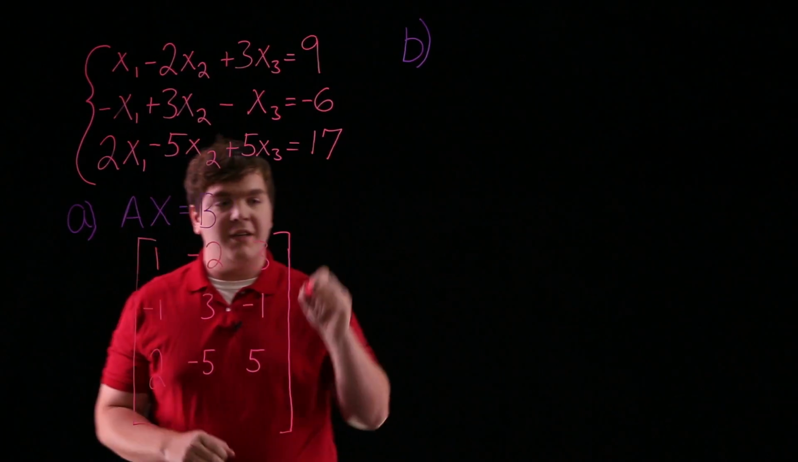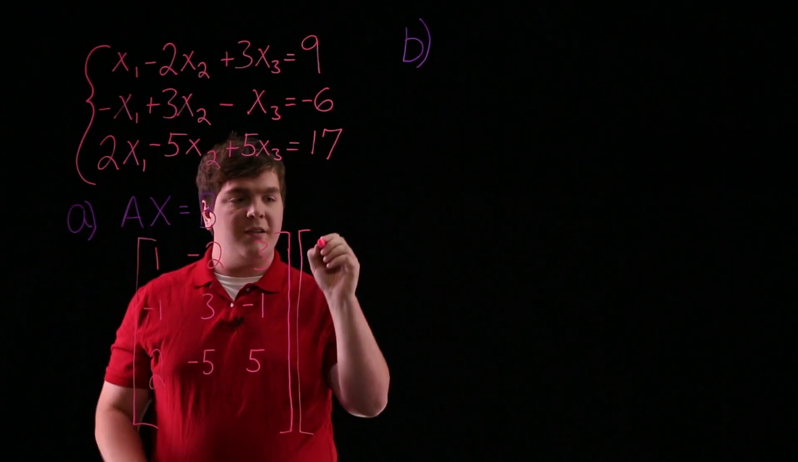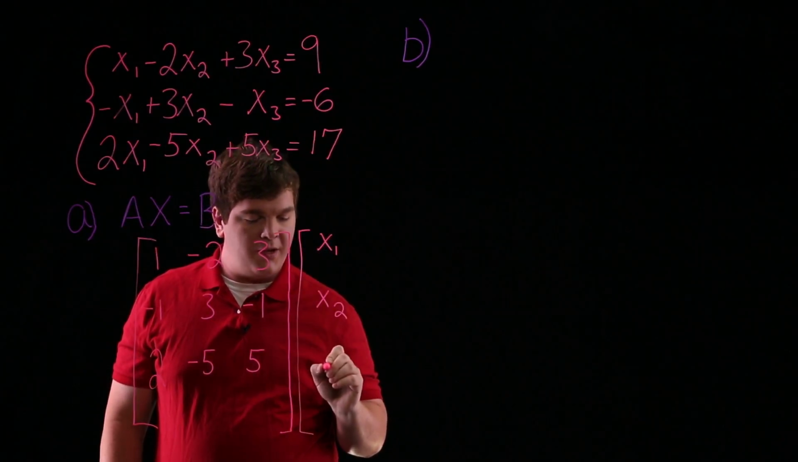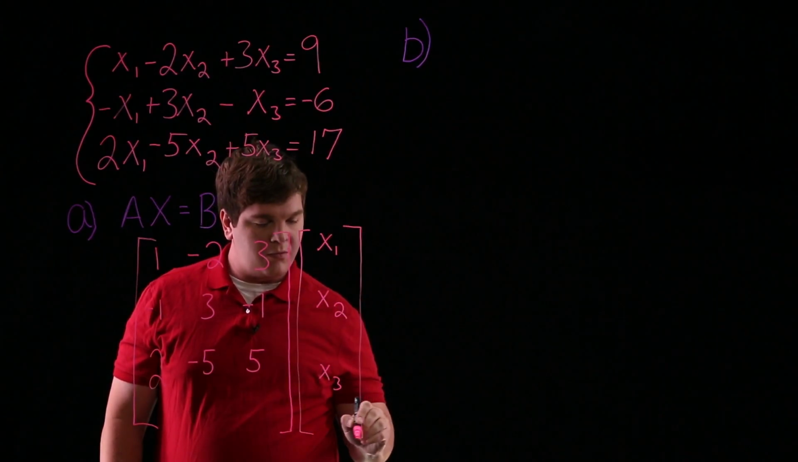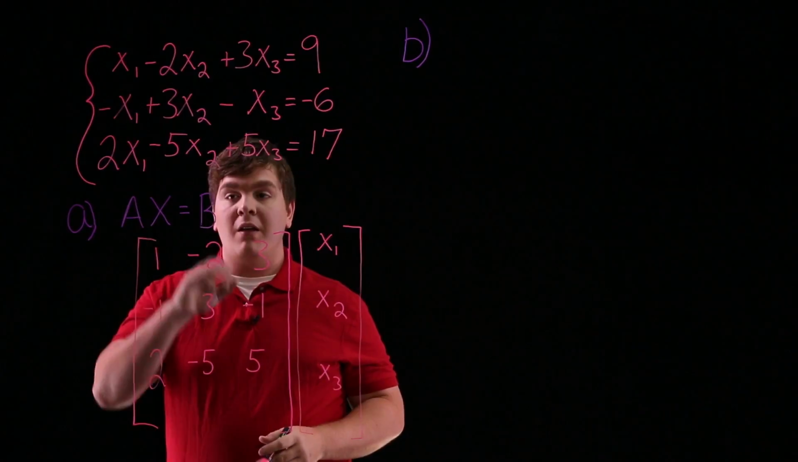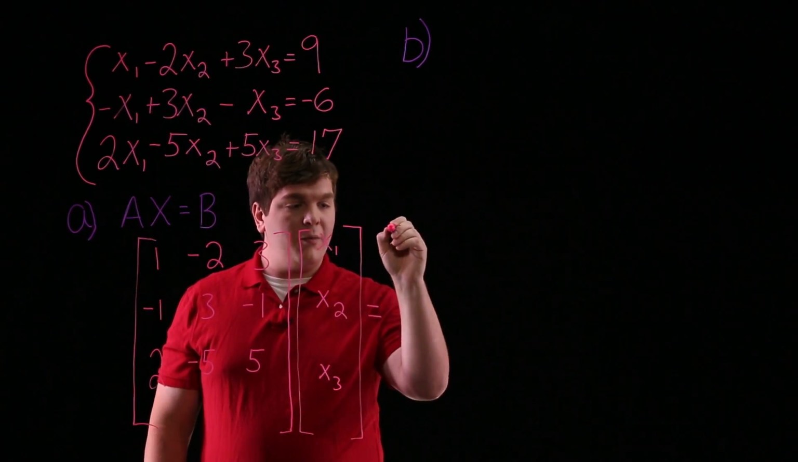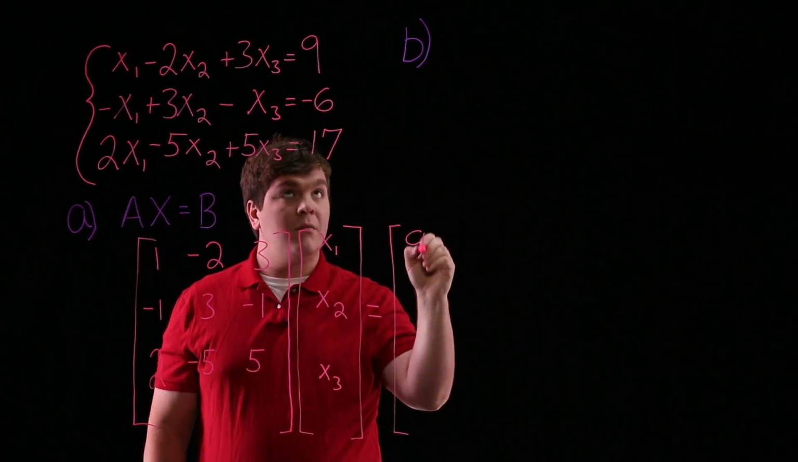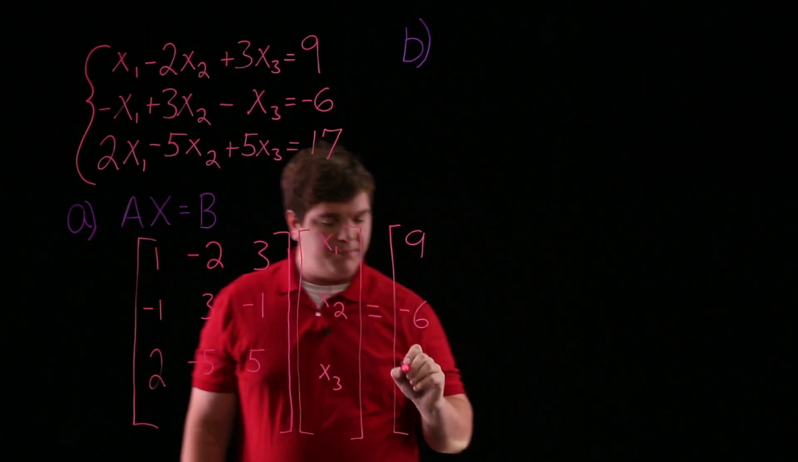And then our column matrix X will just contain our three variables, which in this case are x1, x2, and x3. And B is our constant matrix. So B will just be a column matrix with entries 9, -6, and 17.